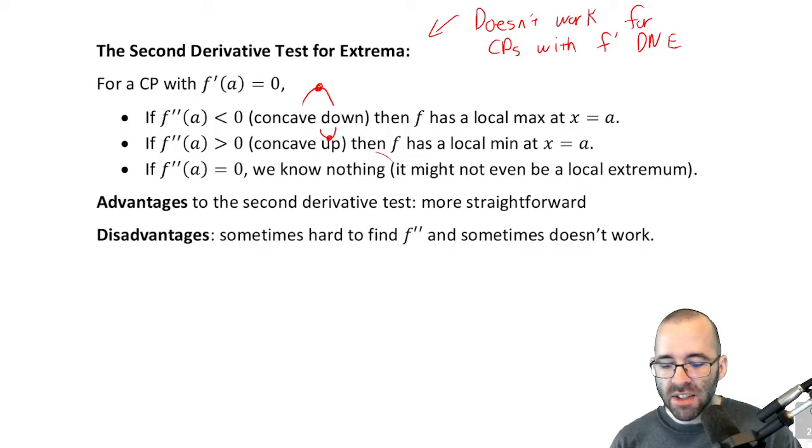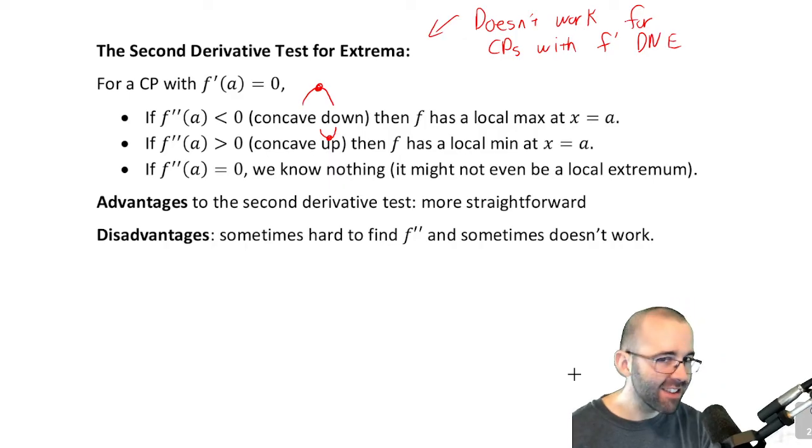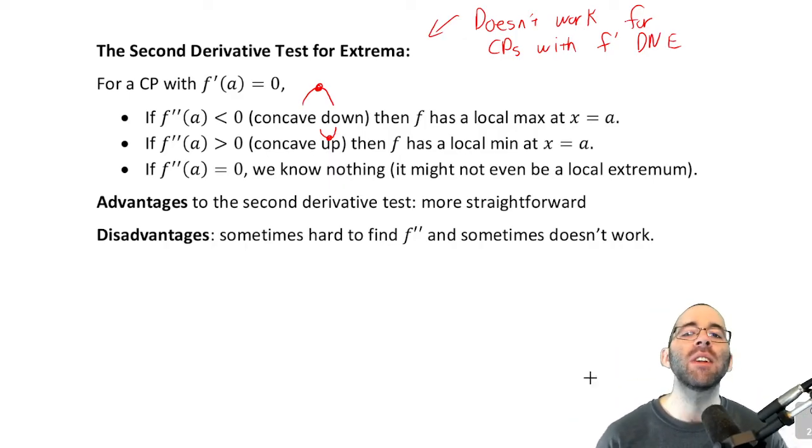If the second derivative is equal to 0, we know absolutely nothing. We have been wasting our time. If the second derivative is 0, nothing we can say. We don't even know whether it is an extremum. Could be a max, could be a minimum, could be neither.